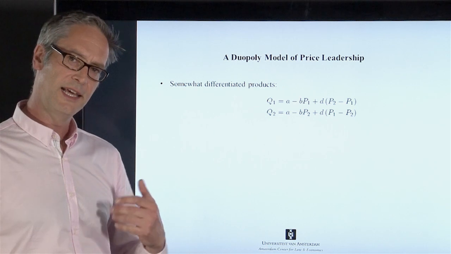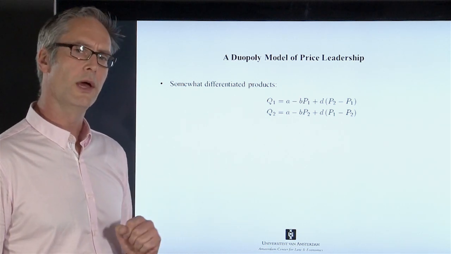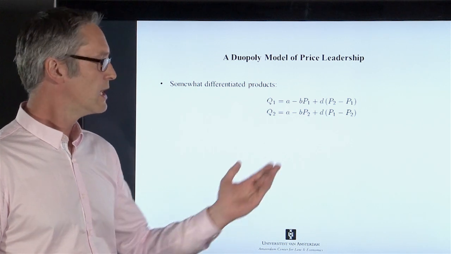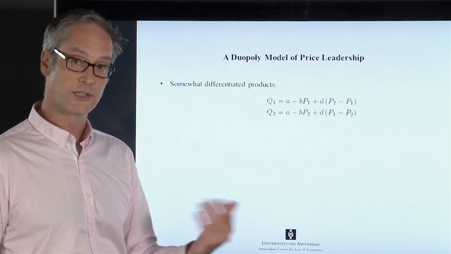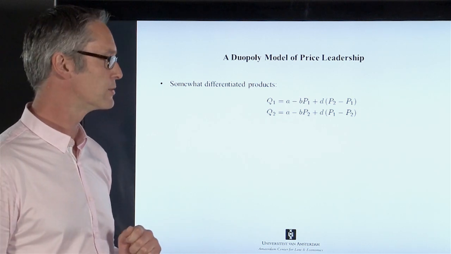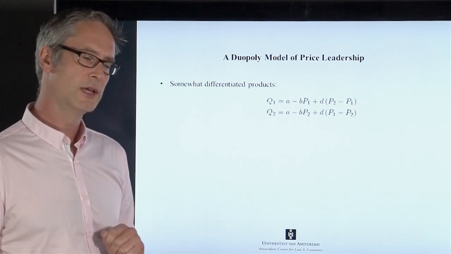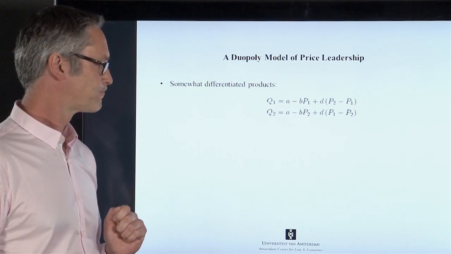So this captures the idea that the mortgages are slightly differentiated products, but there's still competition between those products. And if D is large, it means there's going to be a lot of shifting for small price differences. That's a measure of how strong the competition essentially is. So we're going to look at different values of D next.